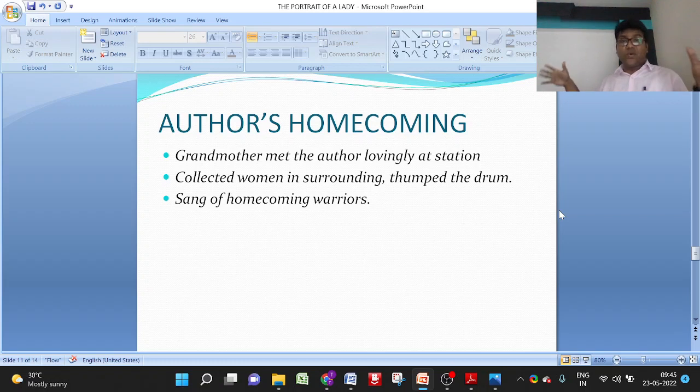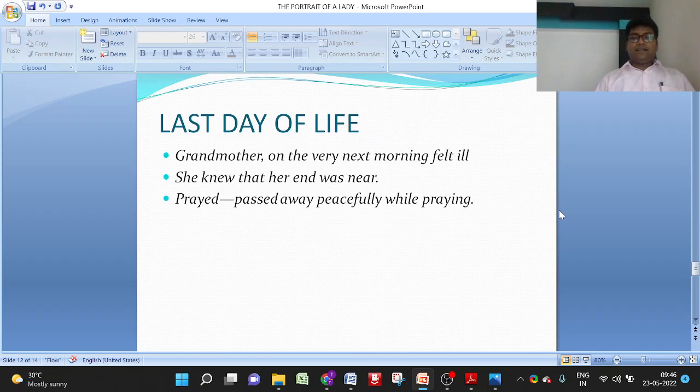Grandmother collected the women in the surroundings, and thumped the drum with strength, with enjoyment, with expression, with enthusiasm. It was as if the author was coming home not after his education or academic work, but as a warrior who fought the battle and won it. And the very next day after the author came back was the last day of grandma's life.